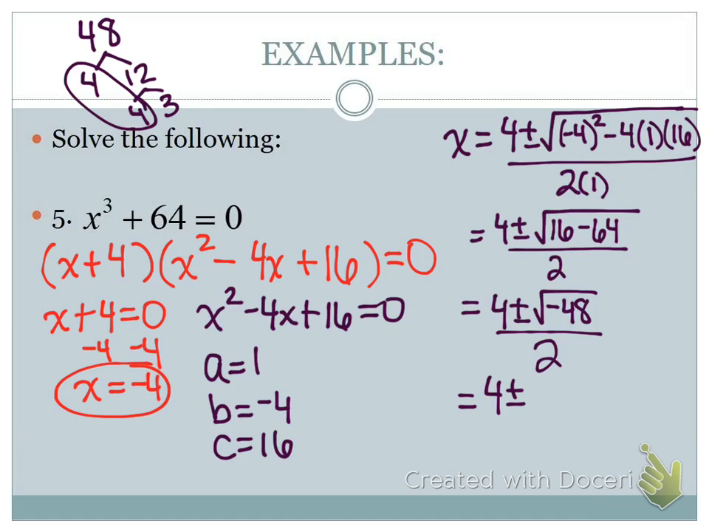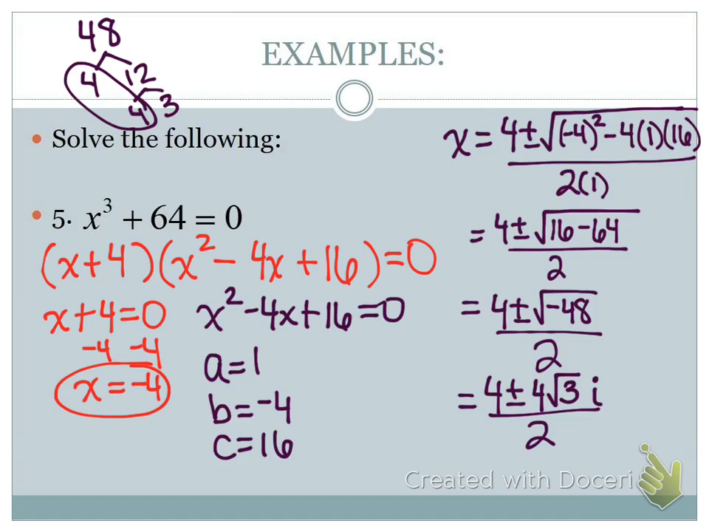So 4 plus or minus, this becomes 4 root 3i. Don't forget about the i. If you put the i in a different place, that's fine, as long as it is not under the radical symbol. Okay, and that's all being divided by 2. Still managing to run myself out of room here.